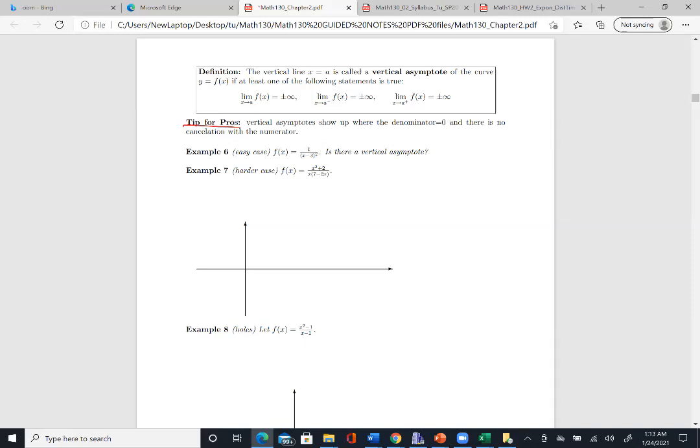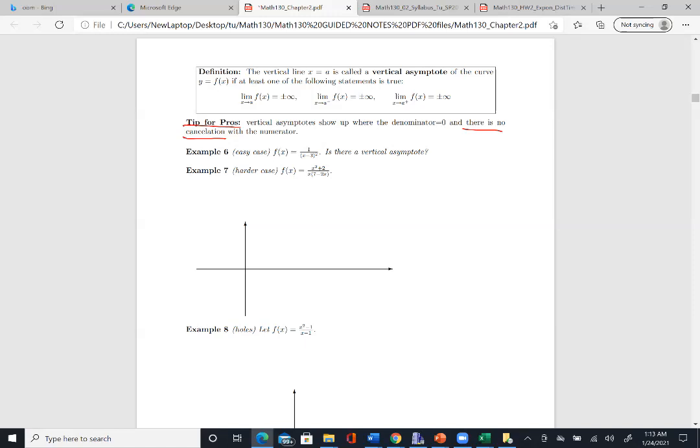So let's see an easy case. For example, example 6: 1 over (x minus 3) squared. Remember, there is no cancellation with the numerator. What does that mean? It means there is no common factor between top and bottom, so you cannot cancel it, right?